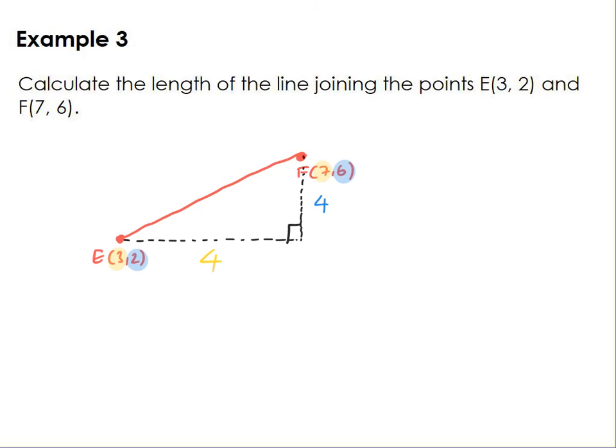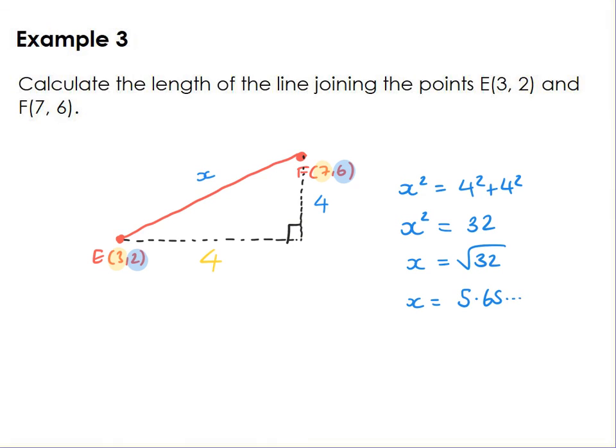So now I've got my sides, I can now go and work out what x is, or the distance between the 2 points. So x squared is 4 squared plus 4 squared. I've got 16 plus 16, which is 32. And the square root of 32 is equal to 5.65 and so on. Again, I'm going to round that to one decimal place, which is 5.7 units.